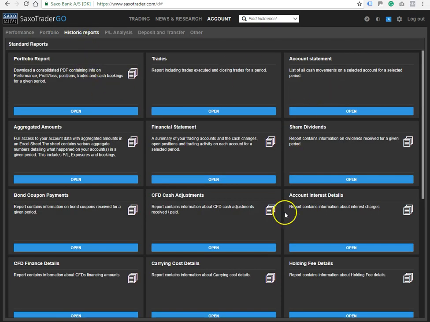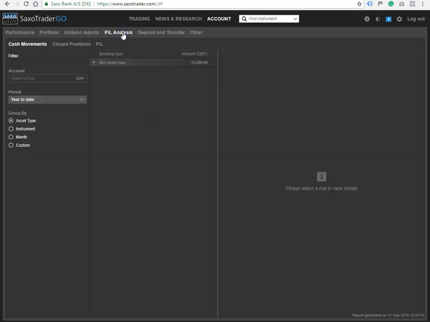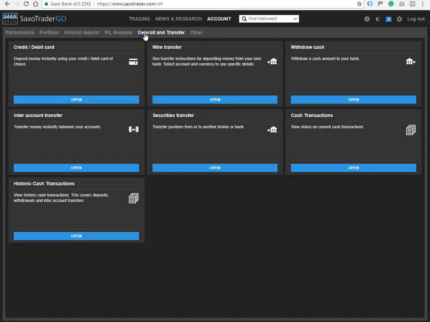Historic reports as well, lots of audit trail tools here that you can go back and review your account. You've also, as I mentioned earlier, you've got fixed income products, so you can see where your fixed income is coming from. You can check out your CFD financing and so on. A lot of brokers don't show you this, so it's quite nice to have it all on one screen.